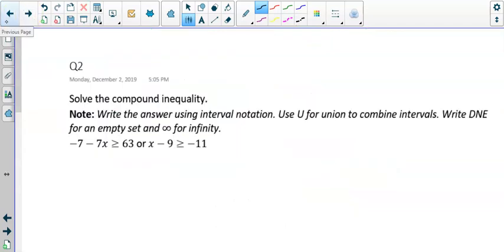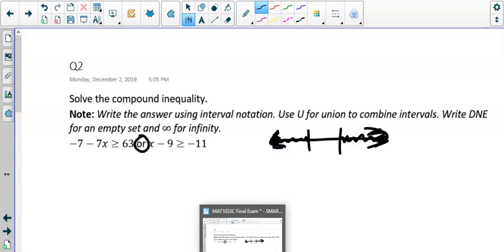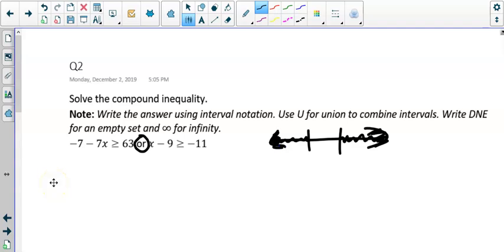Let's see what question number 2 is. Oh, another compound, but this time it's a what? Or. Where do ors generally shade? On the outsides. Ands usually shade in the middle 95% of the time. Ors 95% of the time, they're to the outsides. Okay? So, again, treat this just like what we did a moment ago. It's just two separate problems. So let's solve them separately.